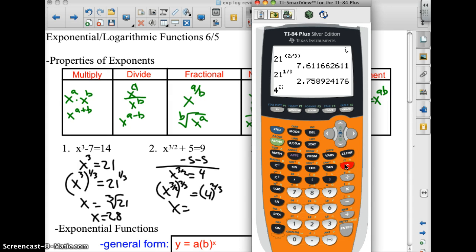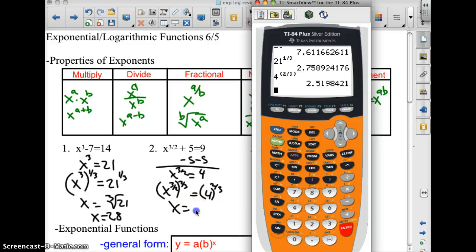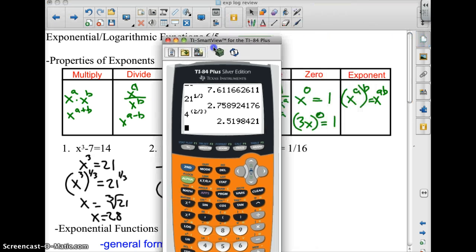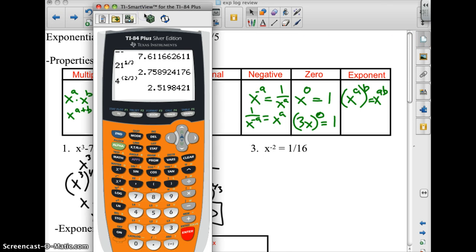4 raised to the parentheses 2 divide 3. I'm kind of in the habit of using the parentheses, even though I don't have to now with the new operating system. So it's 2.5. All right, there we go. 2.5. All right. And the next one, x to the negative second equals 1/16.